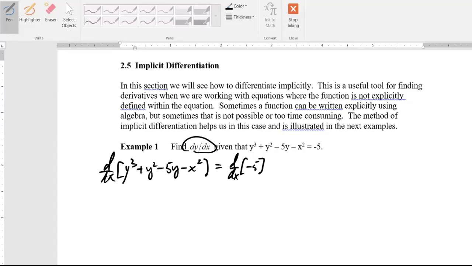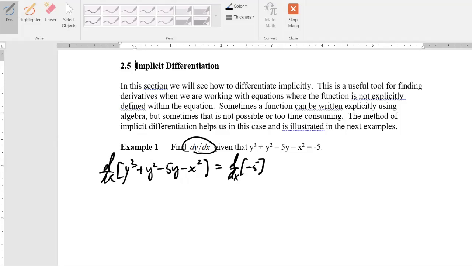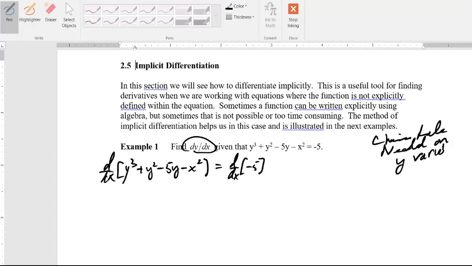Now, this is y here. So you have to view y as a function of x. In other words, you need to use the chain rule. Anytime you see a y, you're going to have to use the chain rule to differentiate it. So chain rule needed on y variables, on terms that contain y, basically, on y variable terms.